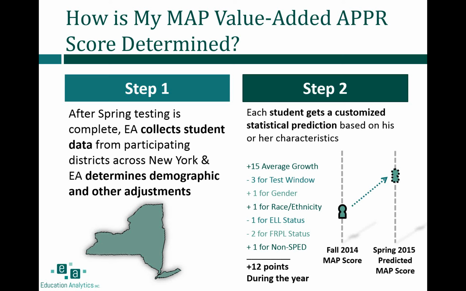That includes the gender, race, ethnicity, English language learner status, free or reduced lunch status, and special education status of students. So what that does is we create a statistical prediction of each student at the end of the year, and that's customized based on the characteristics of each student.